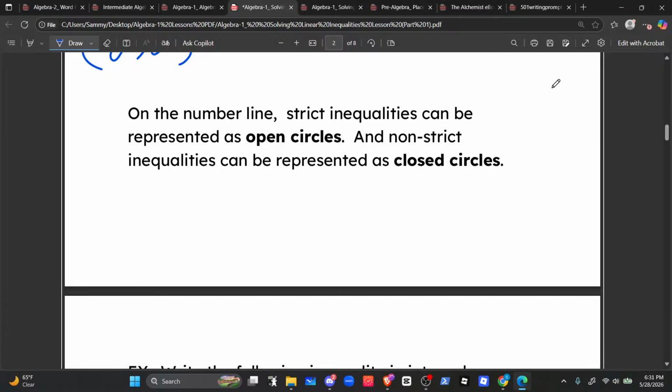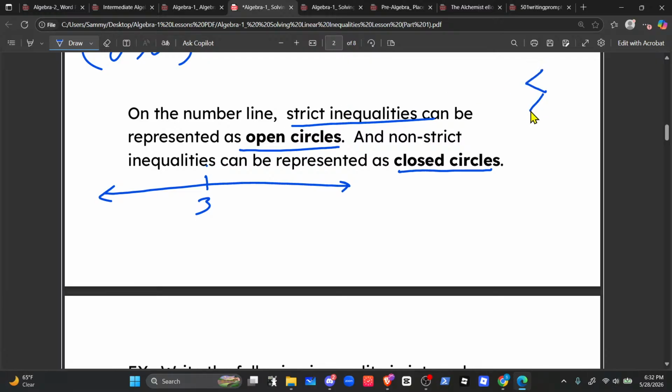On the number line, the strict inequalities are going to be represented as open circles, and non-strict inequalities are going to be closed circles. So again, here we have a number line. Let's say we wanted all the numbers greater than 3. So greater than is what? It's a strict inequality, right? So we would do an open circle and have an arrow pointing all the way to the right, meaning all numbers greater than 3.